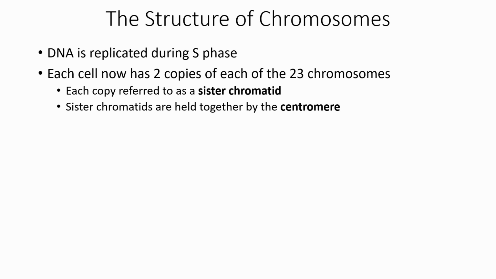And I do want to make a clarification here. I realize the slide has a little bit of confusion. So we started with 23 pairs. We have now duplicated all 23 pairs. So we had 46 chromosomes, individual chromosomes. Now those 46 are duplicated, meaning each chromosome is now composed of 2 sister chromatids that are held together at a pinch point called the centromere.